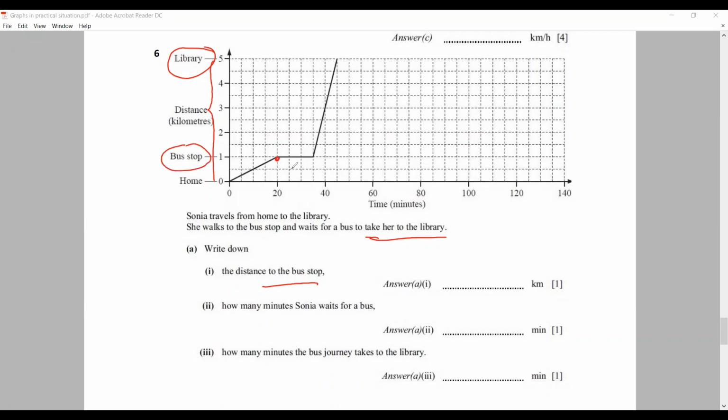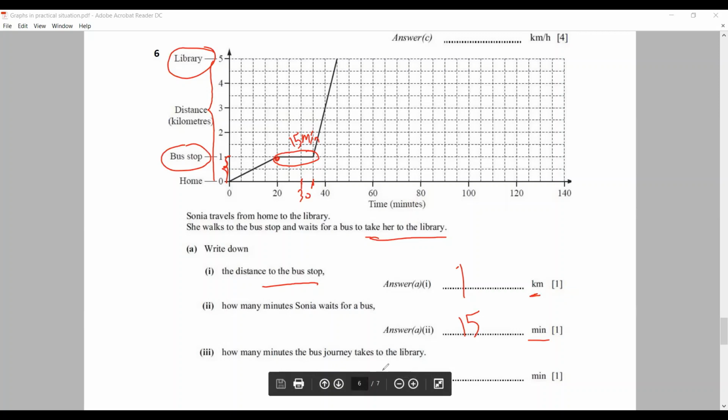First of all, they mention it, and it's also clear that she waited basically 15 minutes there, right? This is 30, this is 35, so 15 minutes she was waiting there. So the distance is basically this guy right here, 1 kilometer. That's the answer, 1 kilometer. How many minutes she waits for a bus? 15 minutes.